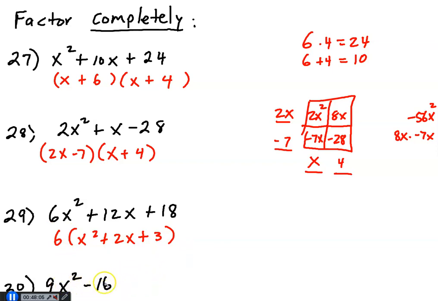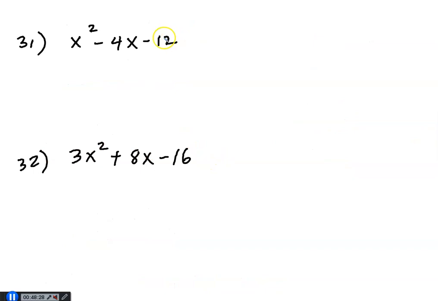Number 30 is the example of the special factoring case, the difference between two perfect squares. So if you recognize those, it's really nice to factor these. Just write the square roots twice, and one is plus and the other one is minus. That's it for number 30. 31, again, we're looking for the factors of negative 12 that add up to negative 4. We don't have a GCF this time, so those would be minus 6 and plus 2.